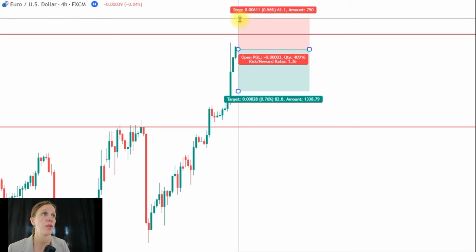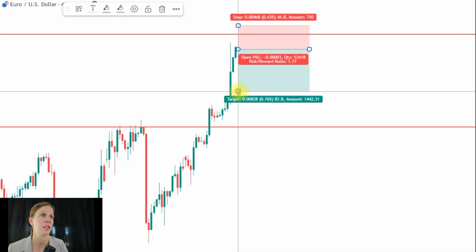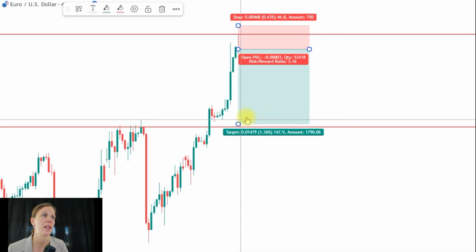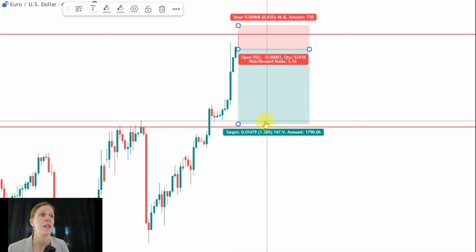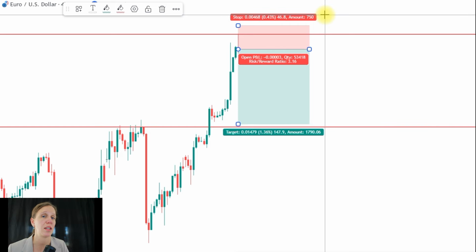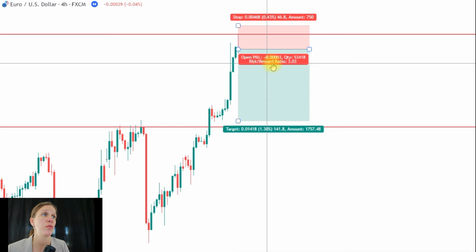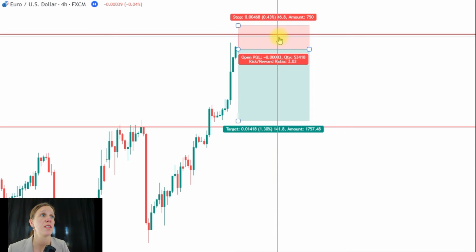Our stop loss, of course, above the significant key level here. And our target, of course, into that area that we are expecting the market to reverse to before it will probably turn back into the long direction. This gives us a beautiful risk-reward ratio of 3 and a risk of 47 pips. So a good setup. Let's see what the market does.